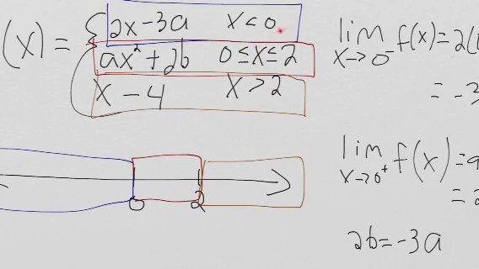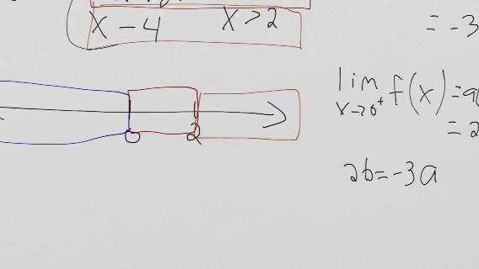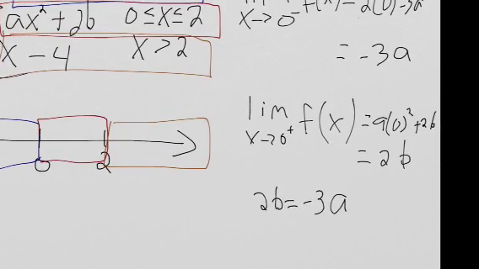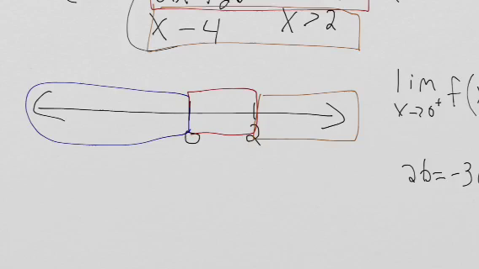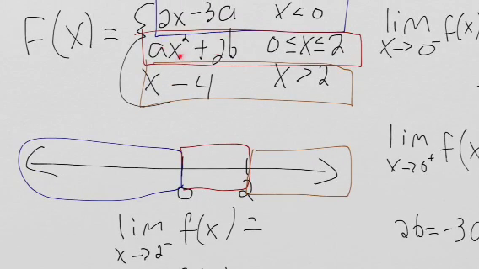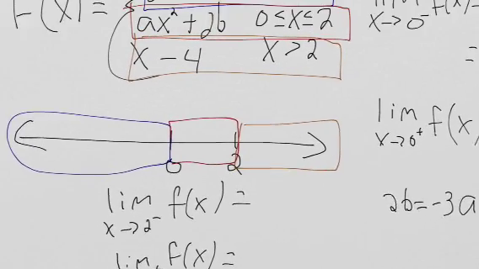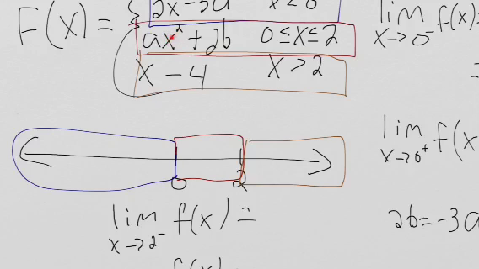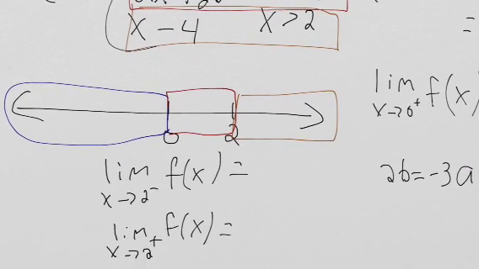Since we don't have enough information yet, we should examine the other section, which would be the limit as x approaches 2. So let's look at the limit as x approaches 2 from the left and right. If we approach 2 from the left, follow the red dot. We're in the red section, so we're going to plug in 2 into this function. 2 squared is 4, so we get 4a plus 2b. That's what our limit's equal to.